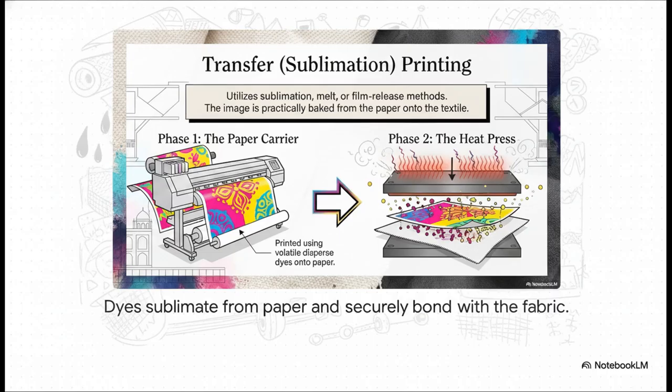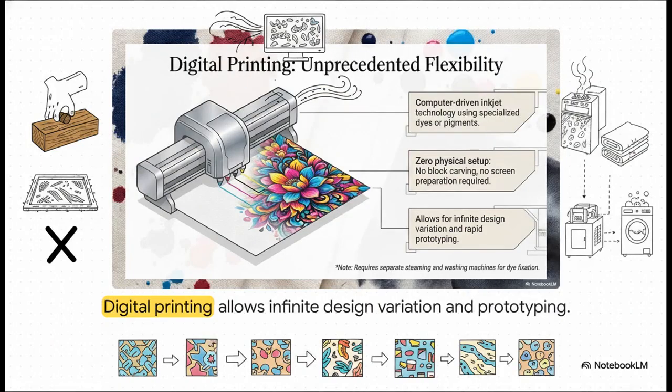Then, in phase 2, you place that printed paper right against your fabric and run the whole shebang through a high-temperature heat press. The heat causes the dye on the paper to sublimate, meaning it turns into a gas, and it literally leaps over to securely bond with the fabric. Because this is baked entirely through gas, it brilliantly bypasses the need for any messy liquid thickeners altogether. A real game changer. Finally, we have digital printing.